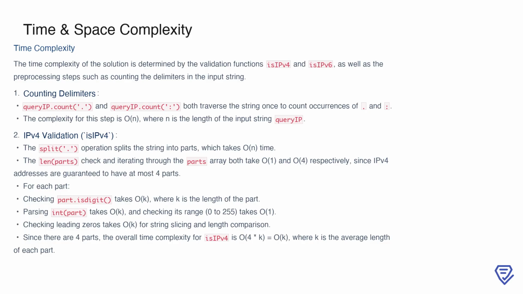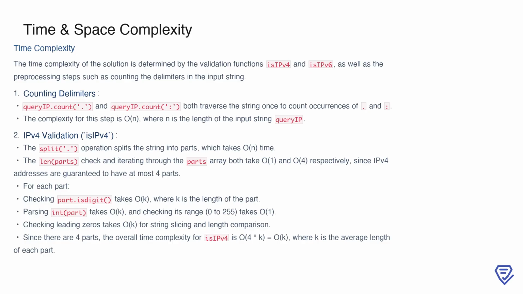This traversal has a time complexity of O(n), where n is the length of the input string. For IPv4 validation, the string is split into parts using split, which takes O(n) time, and since IPv4 addresses have at most 4 parts, any operations on these parts, like checking if they are numeric or within a valid range, are constant or linear with respect to the length of each part.